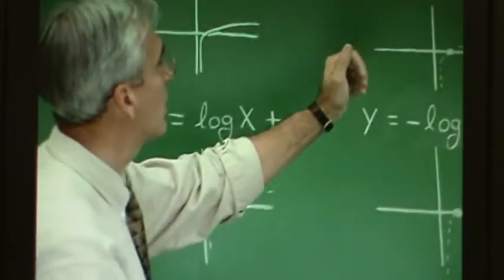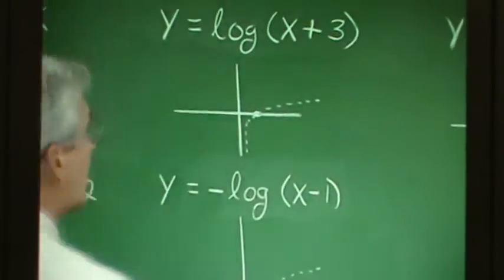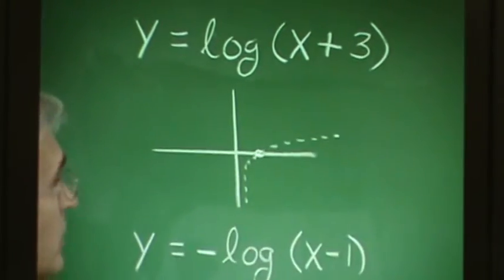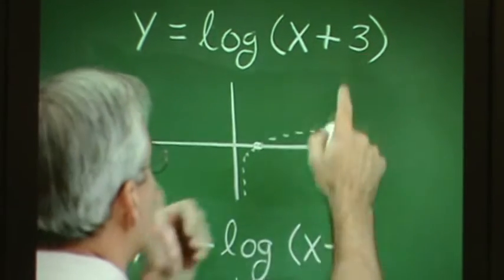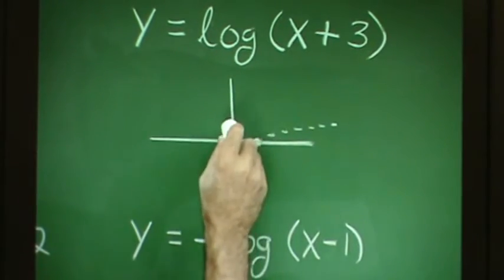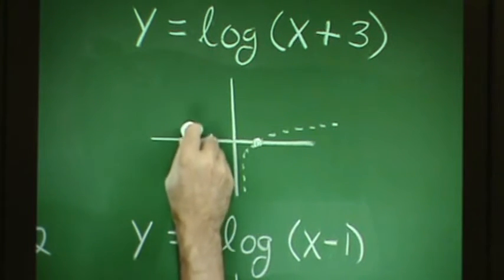For this one, we are adding 3 before applying this prevailing operation of logarithm. So the movement is left or right in a direction we don't expect. We see plus 3, so the graph is going to move to the left 3. So from this position, it'll move over 1, 2, 3. So that point moves to this position.